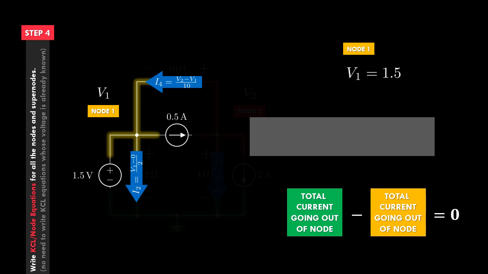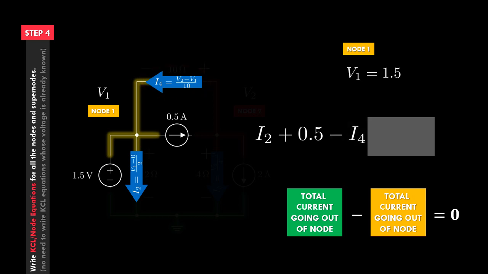Let's try it on node 1. We have I2 exiting the node, so we add it. 0.5 amperes is also exiting the node, so we add it as well. I4 is entering the node, so we subtract I4.